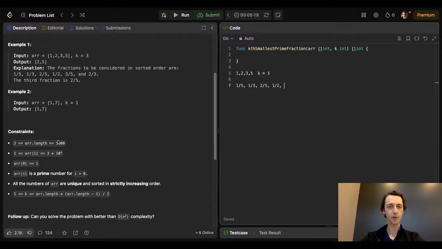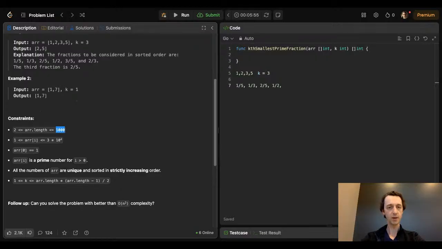And okay, some constraints. The values go up to this. The array is up to 1,000 in length. This one is always 1, always starts with a 1. I is a prime number. All the numbers are unique and sorted in strictly increasing order. Unique and strictly increasing. Okay, that screams binary search.